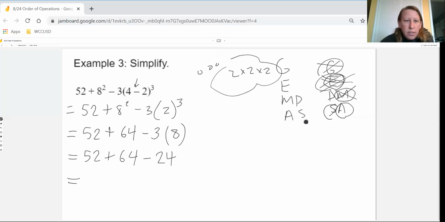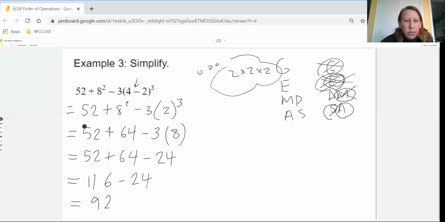Do I do addition and subtraction, or do I do subtraction and addition? Okay. I'm going to read it from left to right. In this problem, the addition comes first. So I'm going to add them, and then I'm going to subtract. 52 and 64: 2 and 4 is 6, and that's 11, 116 minus 24. Okay, and 6 minus 4 is 2, 11, 10, 9. I think it's 92.